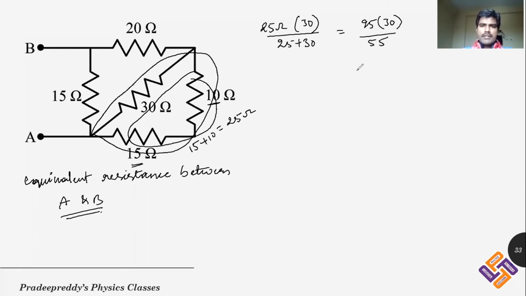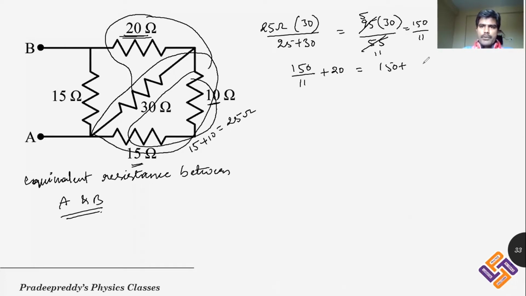You can cancel this with 5. 5 fives are 25, 5 elevens are 55. This is 150 divided by 11. And this 150 by 11 is in series with this 20 ohm. You can check that. Therefore, adding this 20 ohm to this, you will be getting 150 by 11 plus 20.